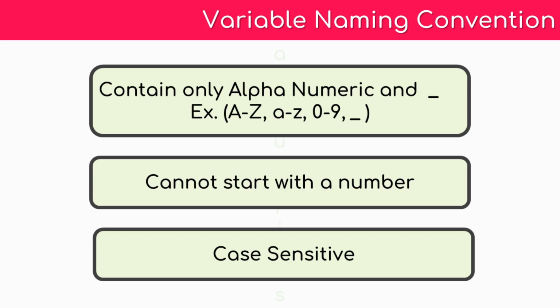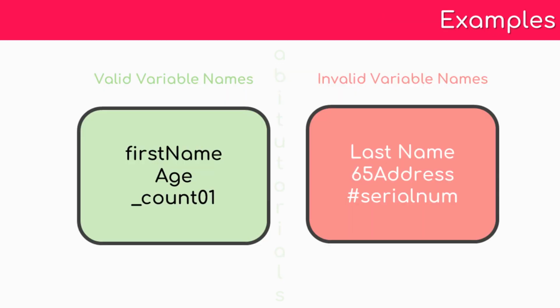A variable name can contain only alphanumeric characters, which include the alphabetic characters from capital A to Z and small a to z, and numeric characters. A variable name can have an underscore character. Another rule is that a variable name cannot start with a number. It can start either with an alphabetic character or an underscore. Variable names are case sensitive.